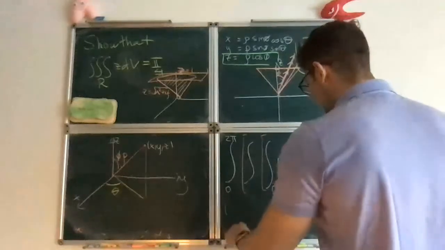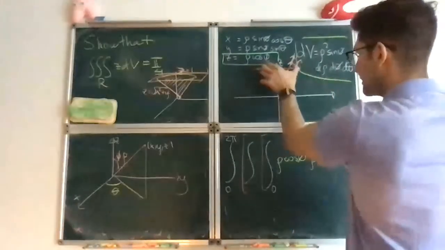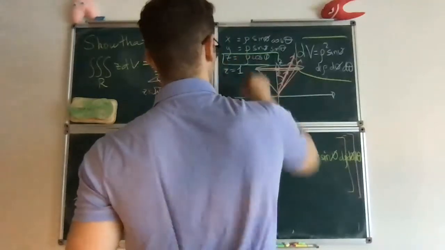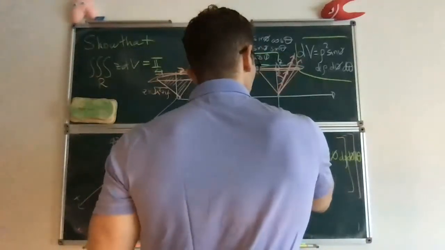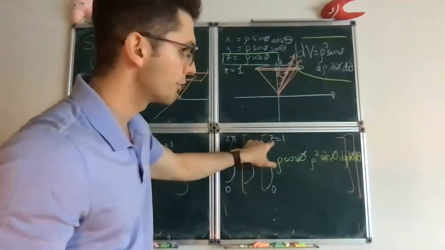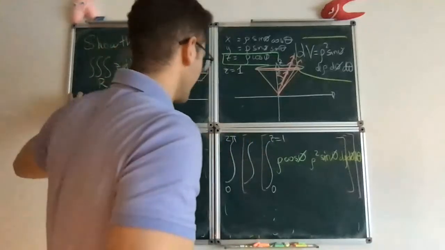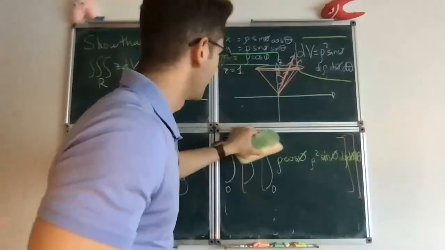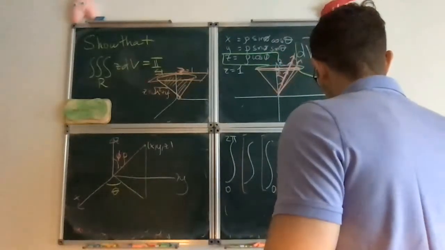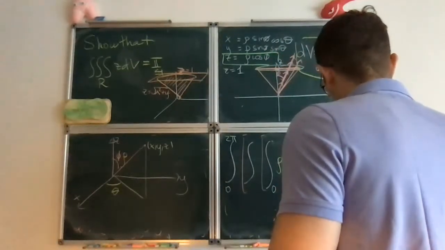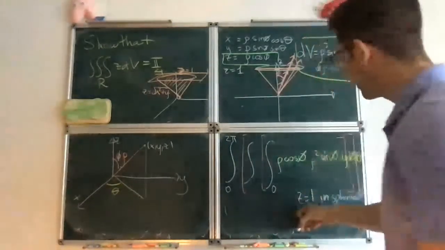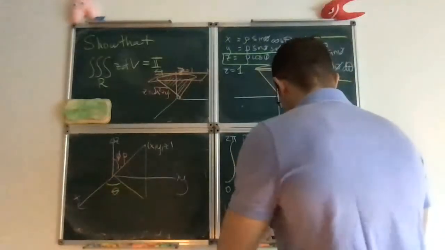So we need to find the equation of this. This top was z equals 1, right? But the problem is that you cannot put z equals 1 here, because now we are not working with cylindrical coordinates, we're working with spherical coordinates. So you have to find out what z equals 1 is in spherical coordinates. Well, z equals rho cosine of phi.